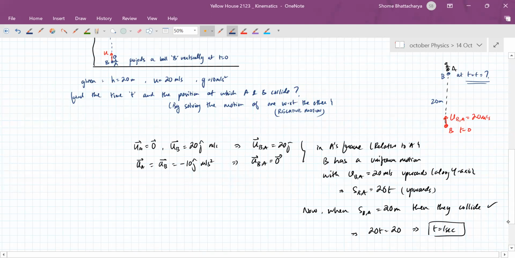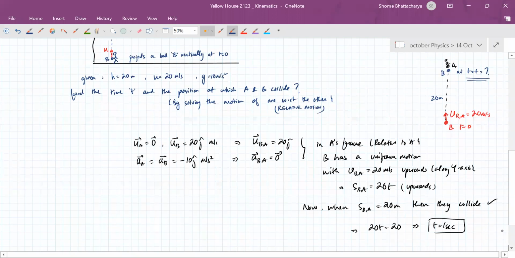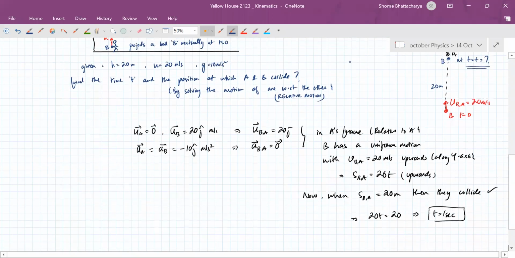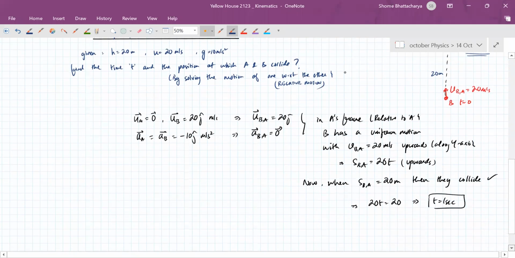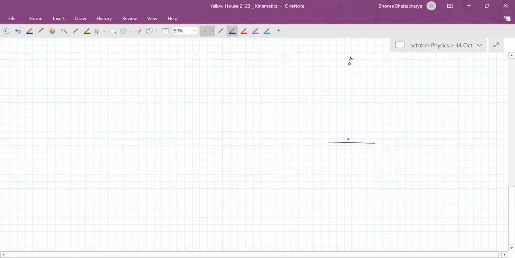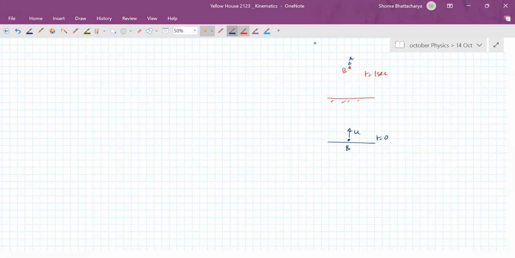In A's frame, the ground is also coming closer to him. What is the object A seeing? That the ground was here at t equal to 0 and B was here. And after that much time, now the ground has reached here and B has reached here. Got it now? Yes, sir.